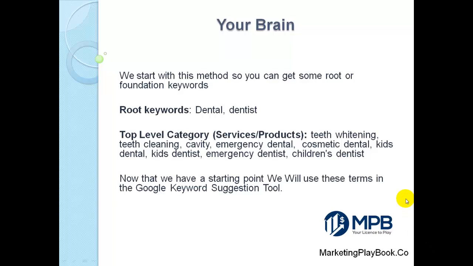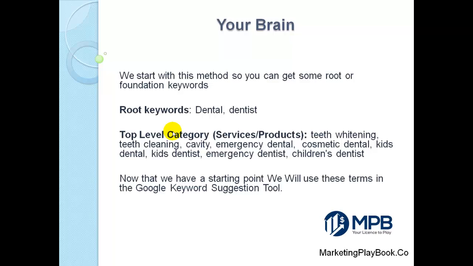So first up is your brain. And really, we're starting with this method because this is how you're going to get those root or foundation keywords. So in our example, using a Denver dentist, our root keywords are going to be dental and then dentist. And we also have geography involved. So we might be adding in city keywords such as Denver or Aurora, or zip codes, for instance, around the locations where you live.